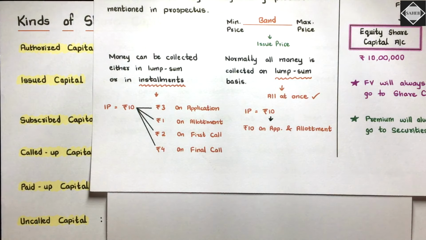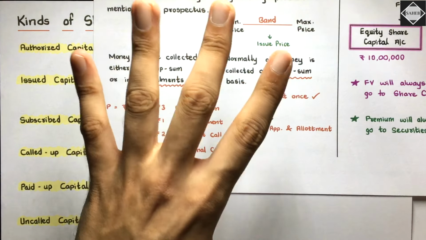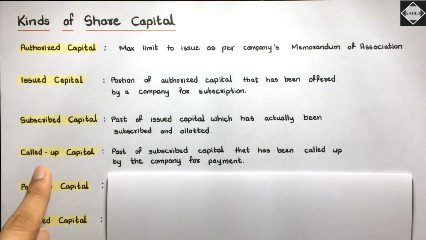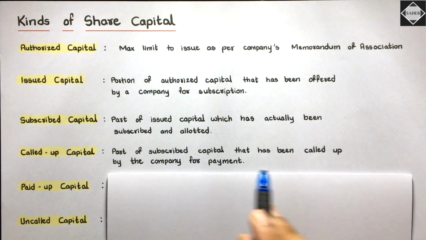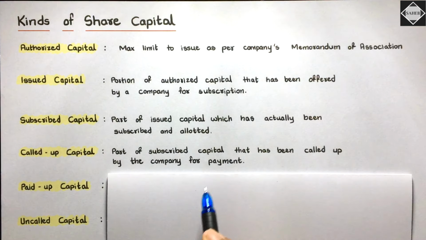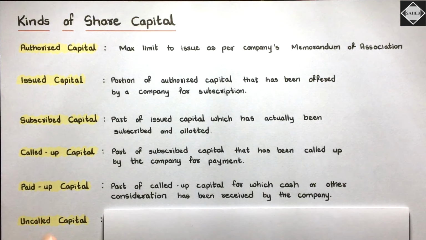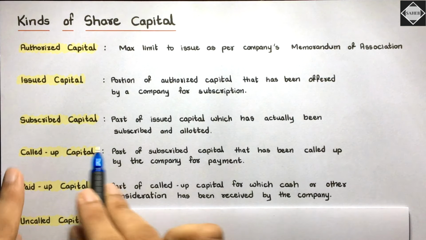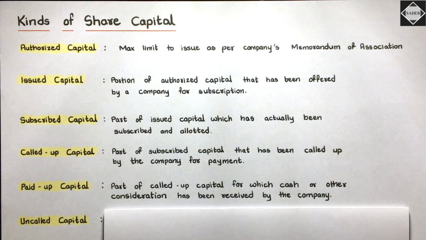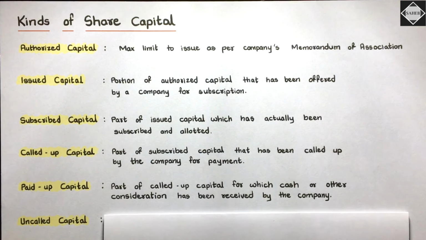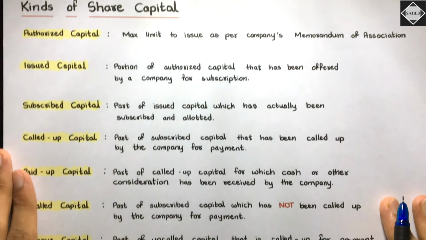So that means how much is called up? Only 4 rupees has been called up. So that is called up capital, part of the subscribed capital that has been called up by the company for payment. Fine. Then paid up capital. Paid up capital means how much has actually been paid of the called up by the shareholders. Part of the called up capital for which cash or other consideration has been received by the company. Is that clear? Then there is uncalled capital.